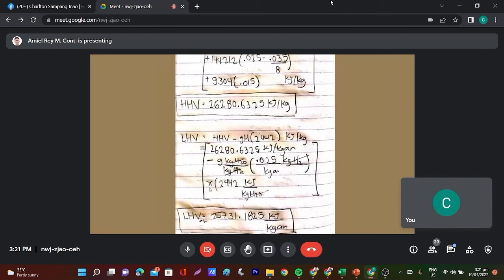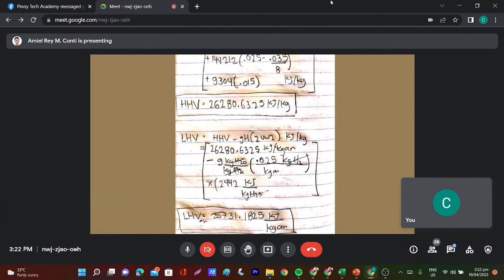Next. To get the lower heating value, we need is higher heating value minus 9 times hydrogen times 2,442 kilojoule per kilogram. Then, direct substitution lang din. Itong LHV, lower heating value, higher heating value, and itong H, as received silang lahat. Then, ito, 26,280.6325 kilojoule per kilogram as received, kasi yung higher heating value is as received.